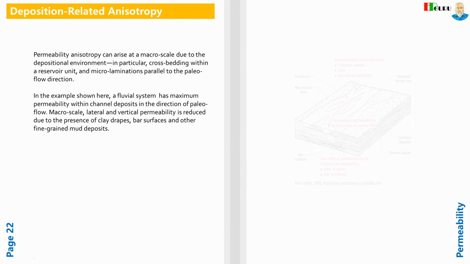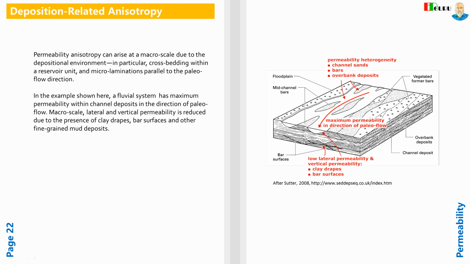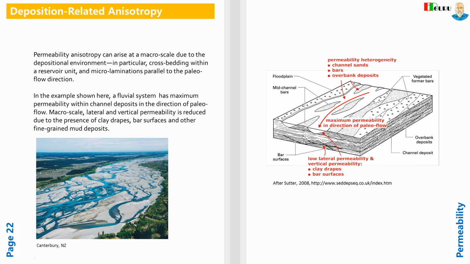Permeability anisotropy can arise at a macro scale due to the depositional environment. In particular, cross-bedding within a reservoir unit and microlaminations parallel to the paleo flow direction. In the example shown here, a fluvial system has a maximum permeability within channel deposits in the direction of paleo flow. Macroscale lateral and vertical permeability is reduced due to the presence of clay drapes, bar surfaces, and other fine-grained mud deposits.